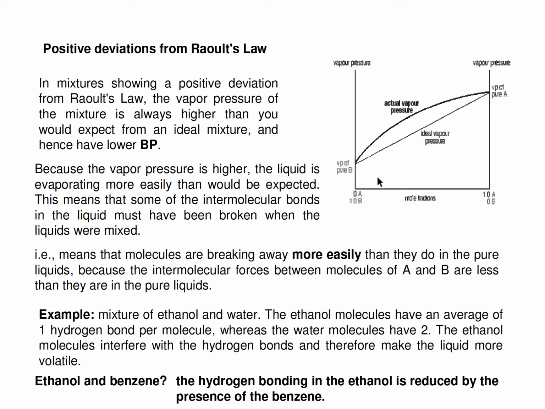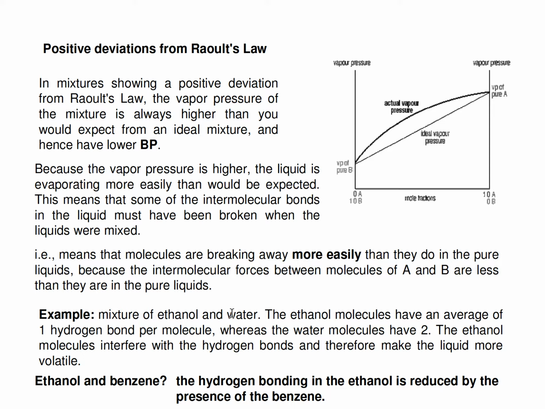This means that some of the intermolecular bonds in the liquid must have been broken when the liquids were mixed. For example, it means that the molecules are breaking away more easily than they do in the pure liquids, because the intermolecular forces between the molecules of A and B are less than they are in the pure liquids. So again, this is the phase behavior.